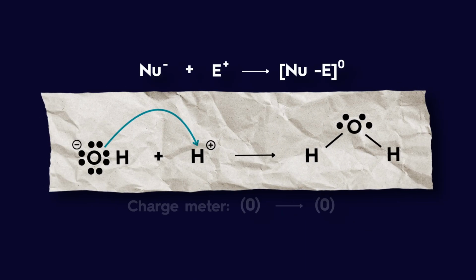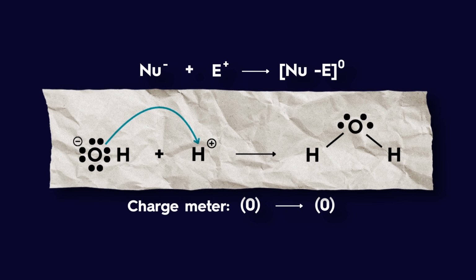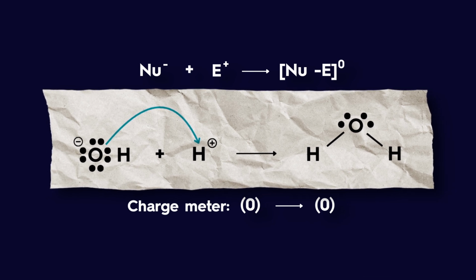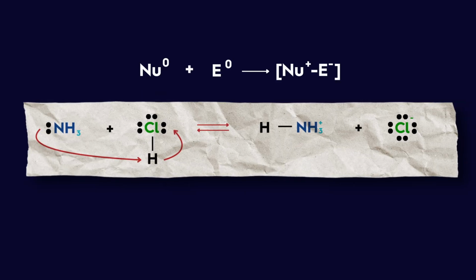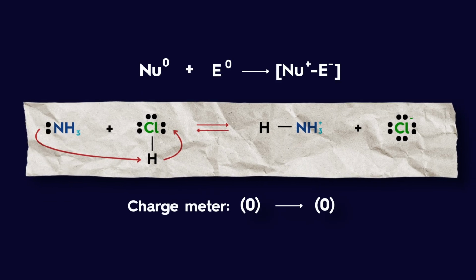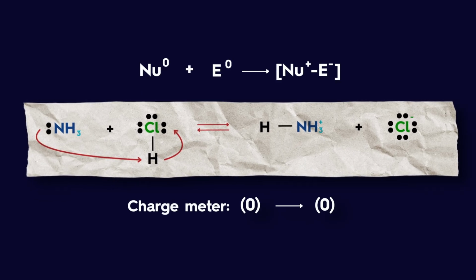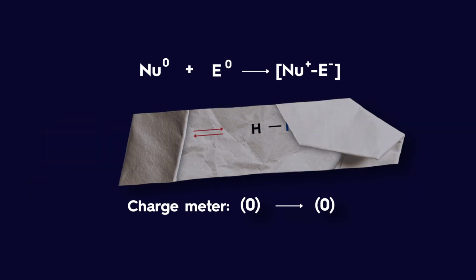Negative nucleophile with a positive electrophile: transfer of an electron pair neutralizes both partners. If both are neutral, the donor can become positive after donating a lone pair, and a negative site appears elsewhere.